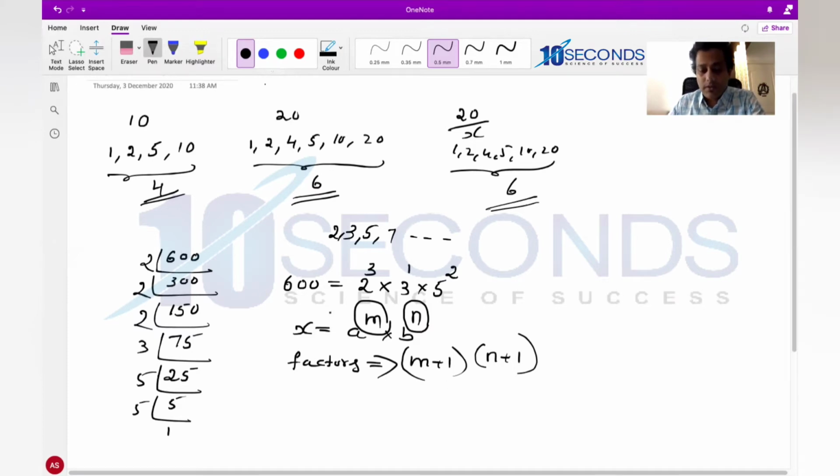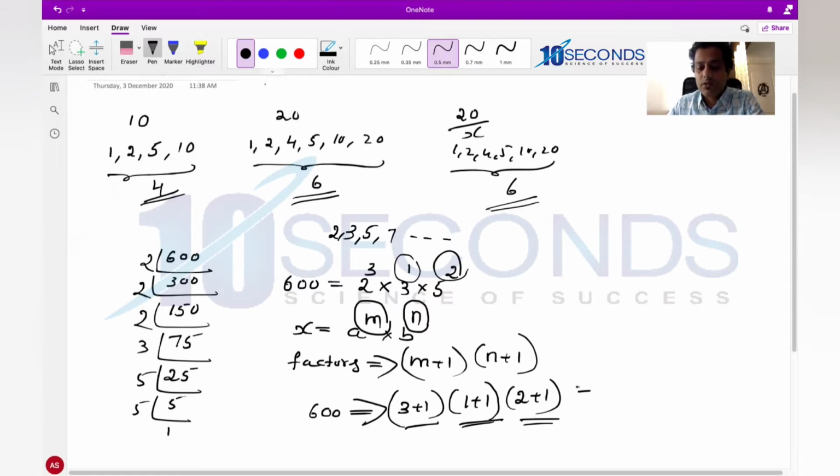All right. So if I take 600, the number of factors is 3 plus 1 into 1 plus 1 into 2 plus 1. It can be one more, it can be ABCD also. Here three are there in fact. In 600, 2 is there, followed by 3, followed by 5. So 3 plus 1, then 1 plus 1, then 2 plus 1. So equals 24. So 600 is divisible by 24 different numbers. If 600 is divisible by x, the number of possible values of x equals 24.